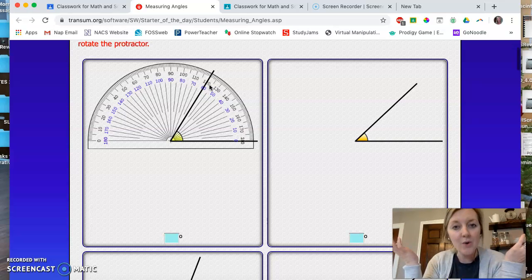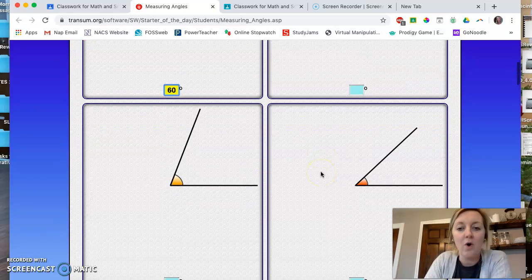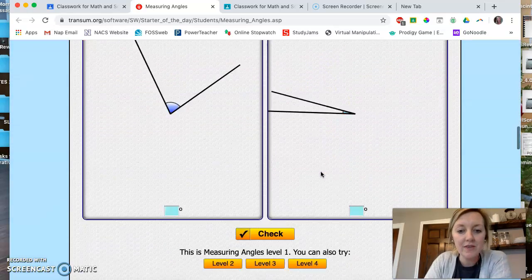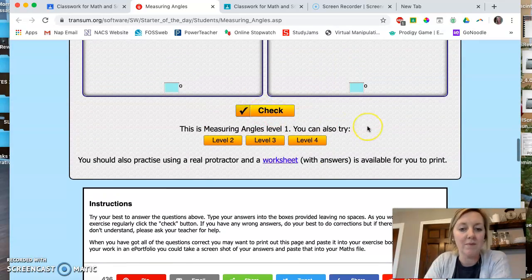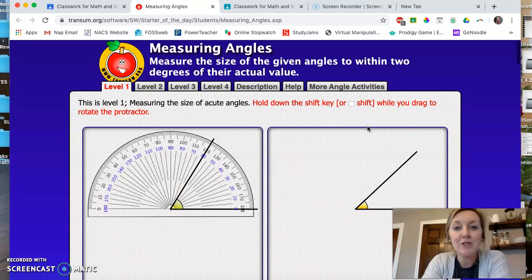Now, because I know it's an acute angle, only one of those numbers makes sense. It would be the 60 degrees because 120 would be obtuse. So I would put in 60, and then I could go all the way through here and do these until I go and I check my work, and it will let you know if you got them correct or incorrect. So you've got 2 videos today and 2 quizzes over the videos. And next week, we're going to delve even deeper into measuring with protractors. I hope you're ready. This is going to be fun stuff.